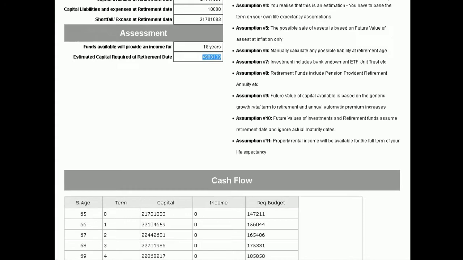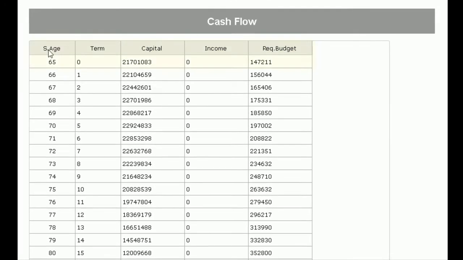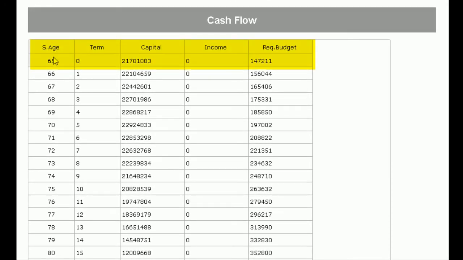So let's have a look at the cash flow grid. In the first column we have the age that Mr. Soap would like to retire at, 65. No years have elapsed at the age of 65. The capital that will be available to them would be 21.7 million Rand. They have no income from outside sources, and they need 147,211 Rand per month initially.